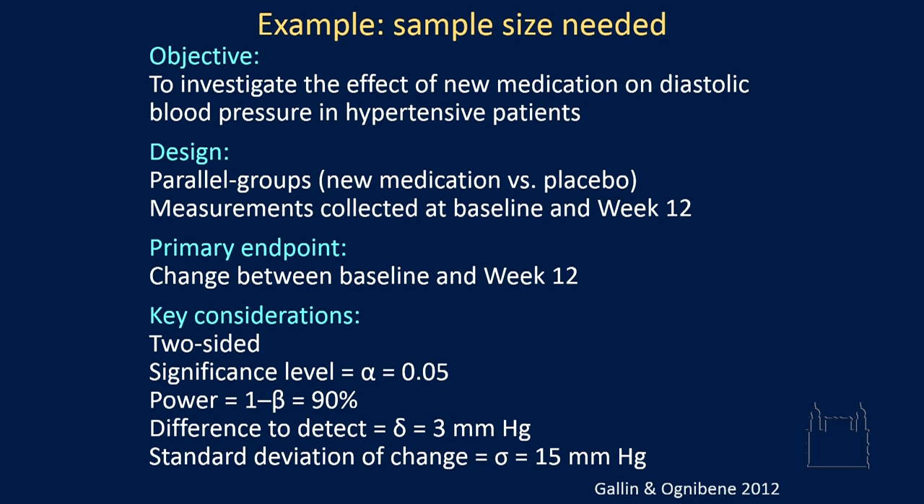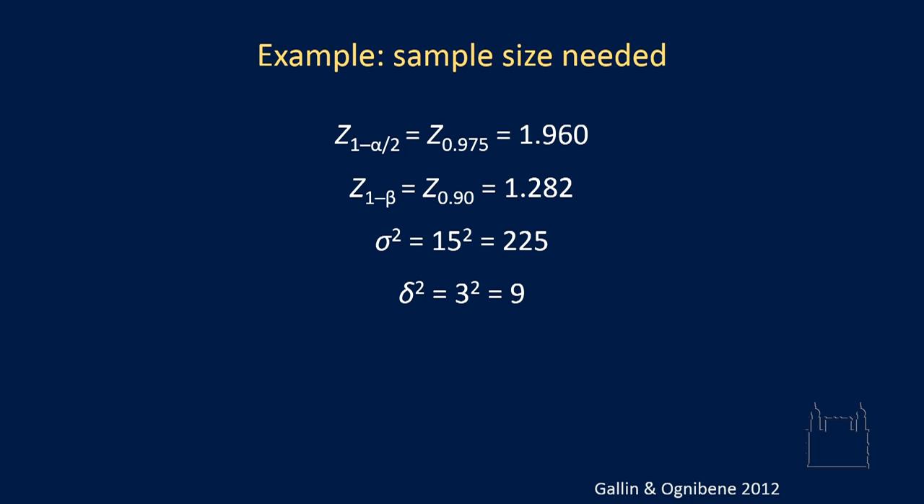Standard deviation of change, and we're going to talk about that because it's very hard. I mean, this is the hardest thing. The statisticians say, well, what do you think the variance is? I don't know. It's very hard. So let's say, just to make today's discussion work, that the standard deviation is 15 millimeters. So you plug in, you get the Z of 0.975, the Z of 0.90. This is all from the formula. Sigma squared is the standard deviation squared, it's the variance. Delta squared, the clinically meaningful difference. And then you plug in these numbers and you get N is 526. Remember, 526 is per group. You multiply by 2, boom, 1,052 is the sample size for your trial.